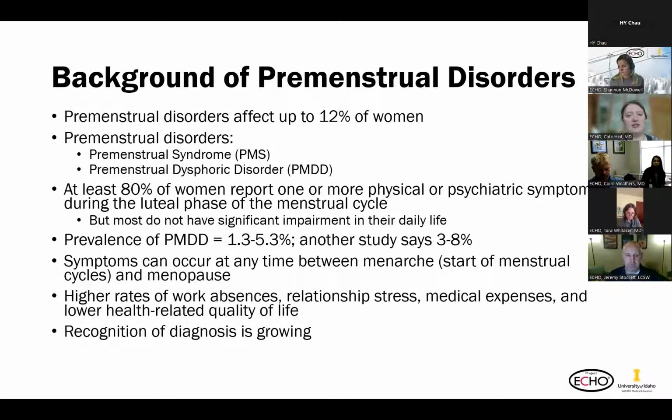So in general, symptoms for premenstrual disorders can start at any time between menarche and menopause. Menarche is the start of the menstrual cycles, so in early adolescence, and then menopause later on in life. So these symptoms don't have to start right when people start menstruating. It can happen at any time during their life. We do know that premenstrual disorders are associated with some other negative effects. So there's a higher rate of work absences, relationship stress, medical expenses, and in general, a lower health related quality of life.